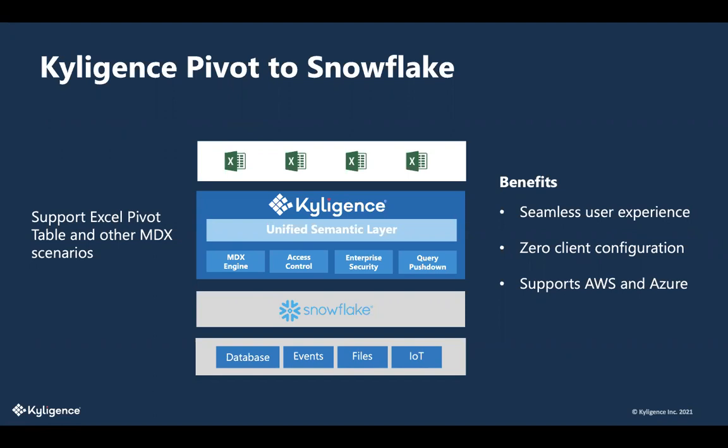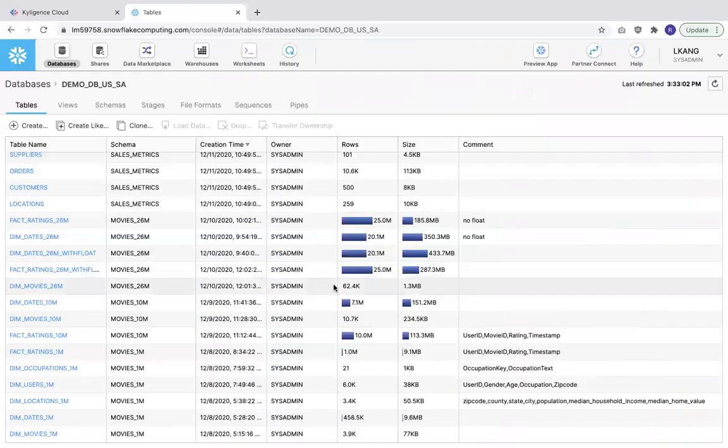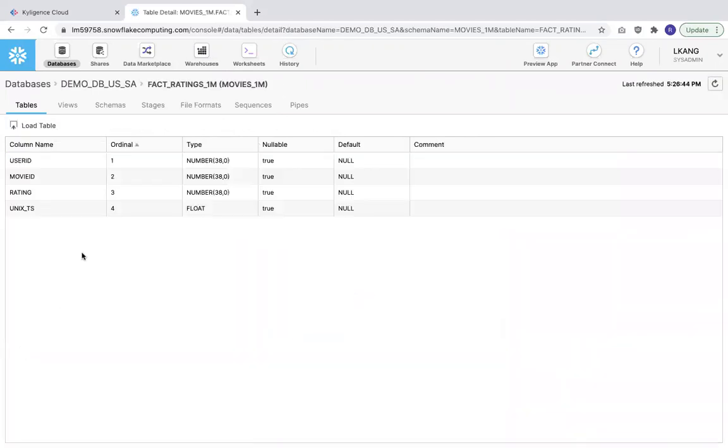This demo is going to show Kyligence's pivot to Snowflake. So first, let's show you the Snowflake database. This database contains movie data. It's movie review data. So the fact table includes ratings from 1 million movies. It also is joined with tables that give user demographic information.